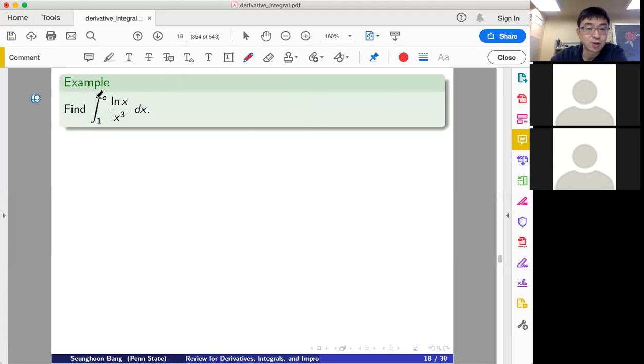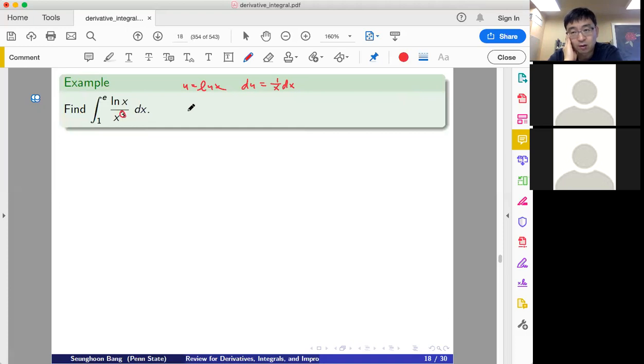u equals ln of x. Then du is 1 over x dx, but we have x cubed. It's not easy, so don't use u substitution. Partial fraction, no, because it's not polynomial over polynomial form. Tricks are impossible: we don't have a constant minus x squared or constant plus x squared, just x cubed, so we cannot use trigonometric substitution.